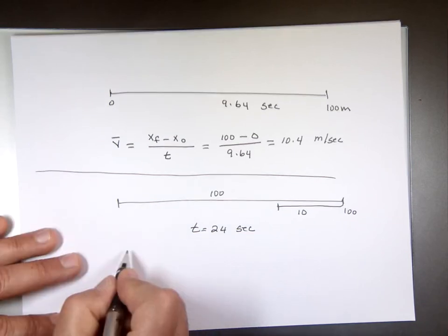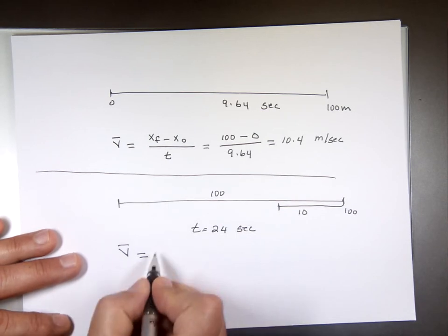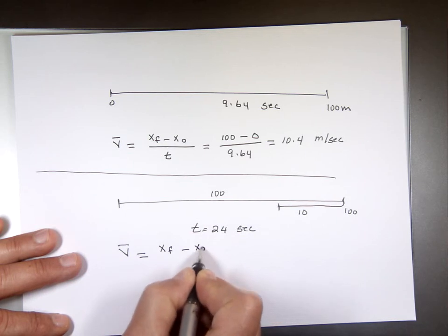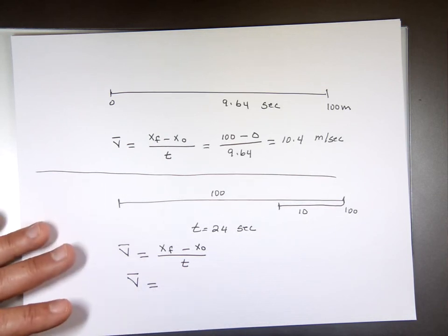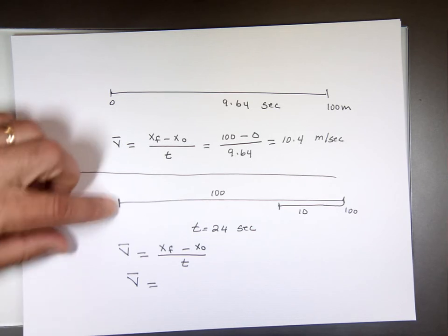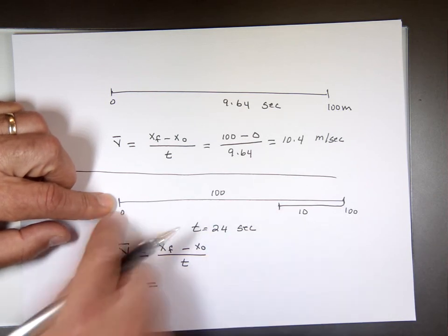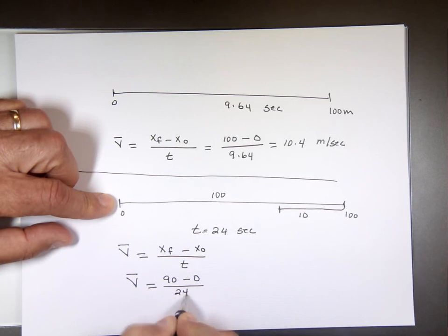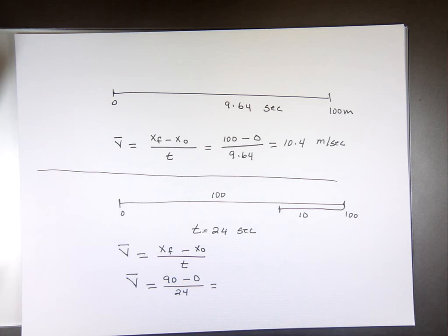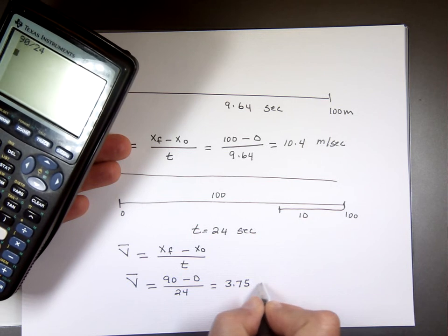What is my average velocity? It's my x final minus my x initial divided by the time it took. Where's my x final in relation to that starting point? If this is my starting point, we call it 0. This is my ending point, my final. How far is that point from this point? 90. So 90 divided by 24 seconds. My average velocity is 3.75 meters per second.